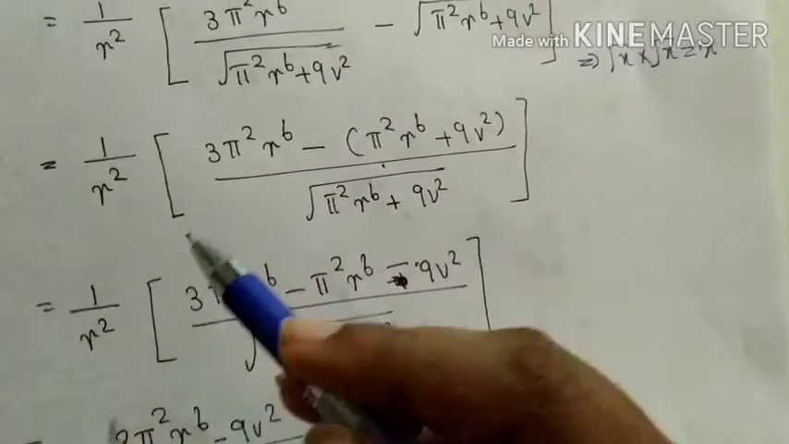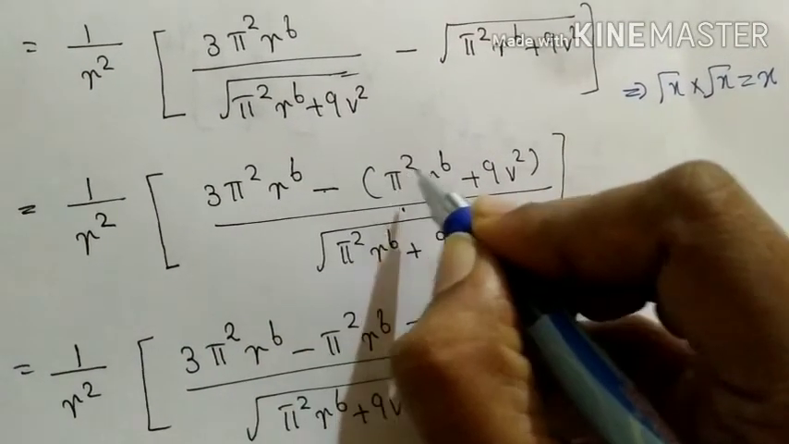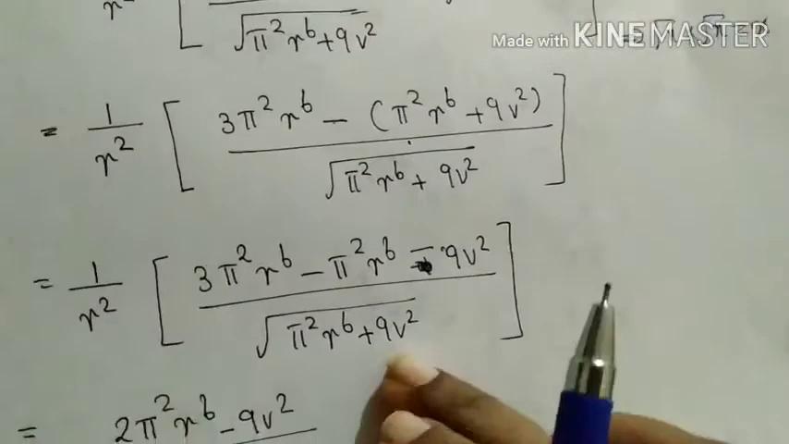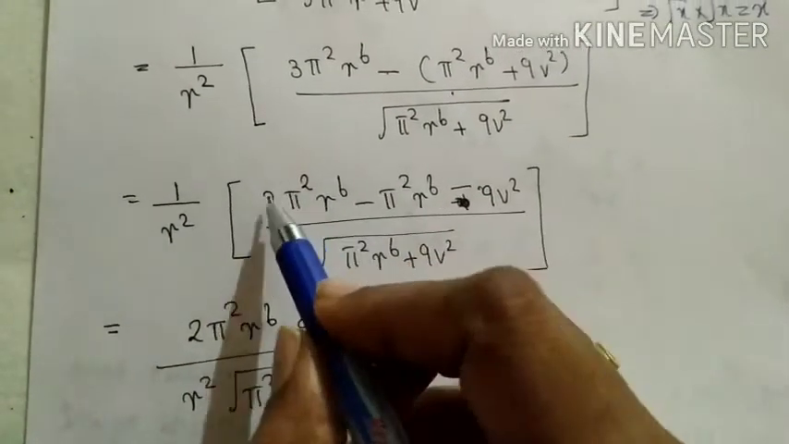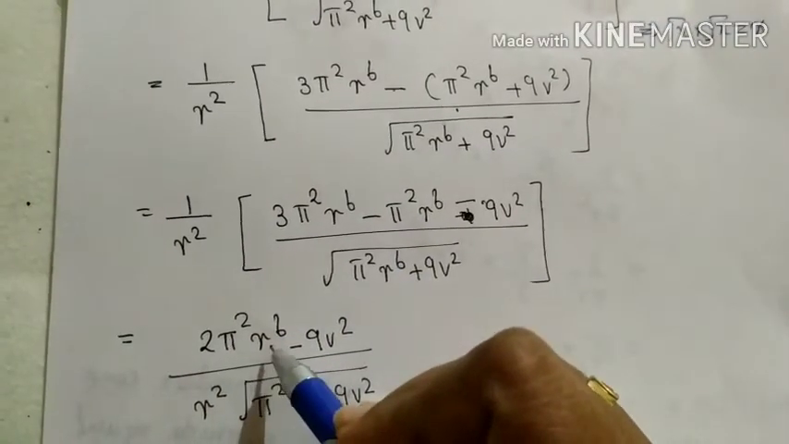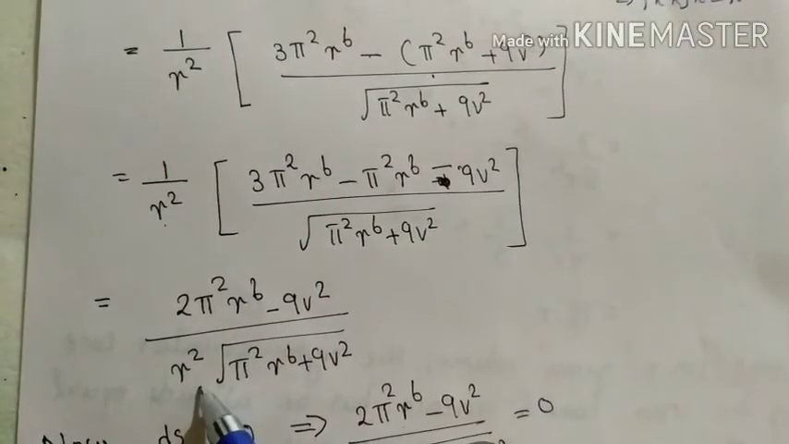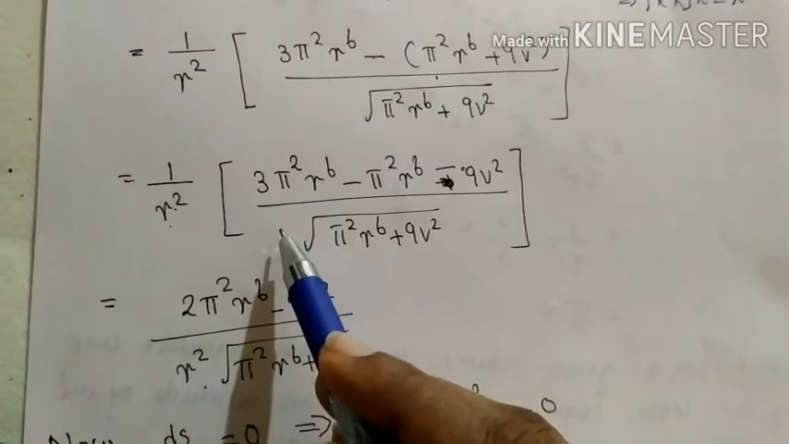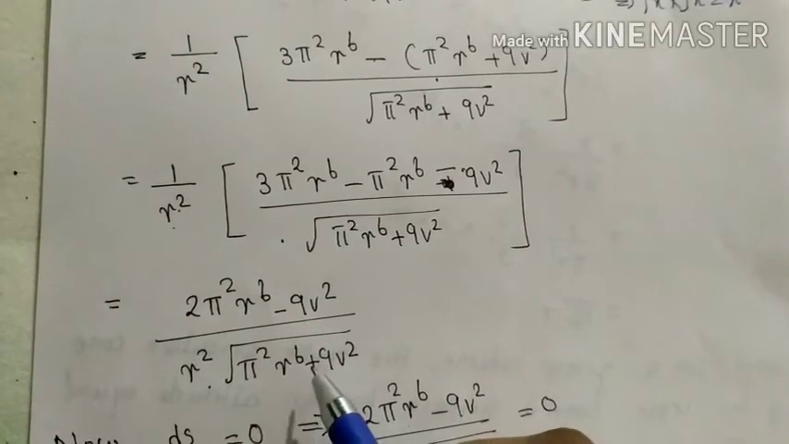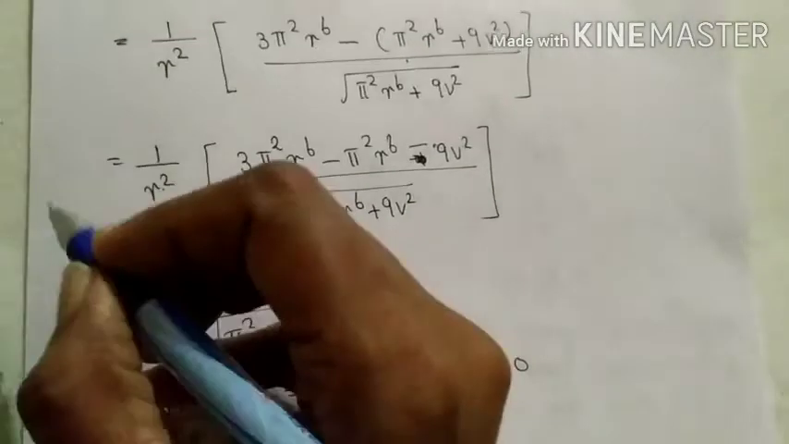Next 1 by r square, here I am going to open this bracket. We get minus pi square r raised to 6 and minus 9 v square. All other terms remain the same. Okay, next 3 pi square r raised to 6 minus pi square r raised to 6 will become 2 pi square r raised to 6 minus 9 v square whole divided by 1 by r square. This r square comes to the denominator, right? So r square into root of pi square r raised to 6 plus 9 v square. So this is our ds by dr.